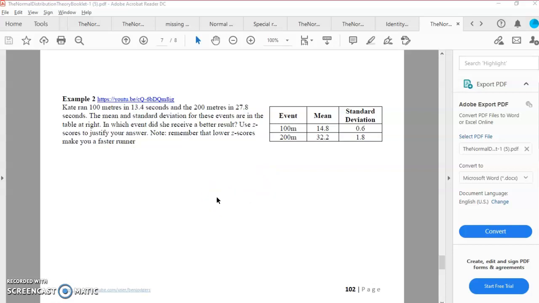Everybody figure that out really quick. I'll give you just a minute to get that done. You're figuring out in which event she received a better result.